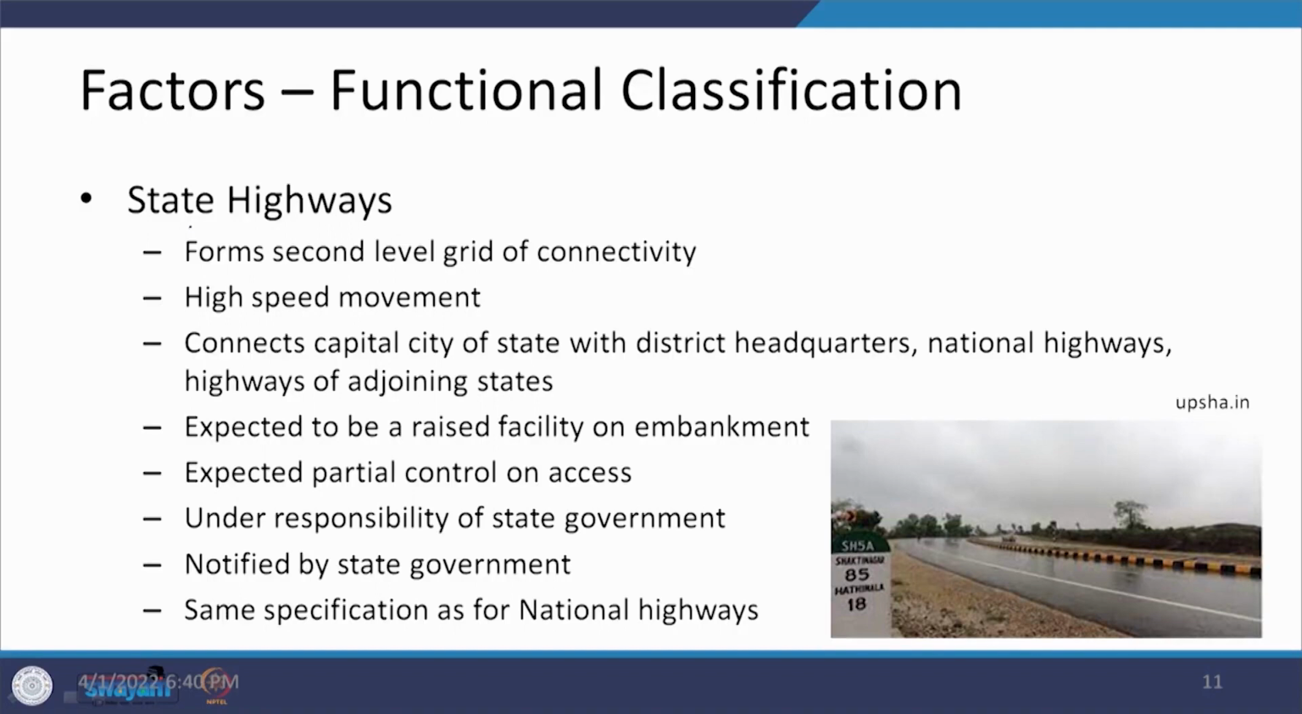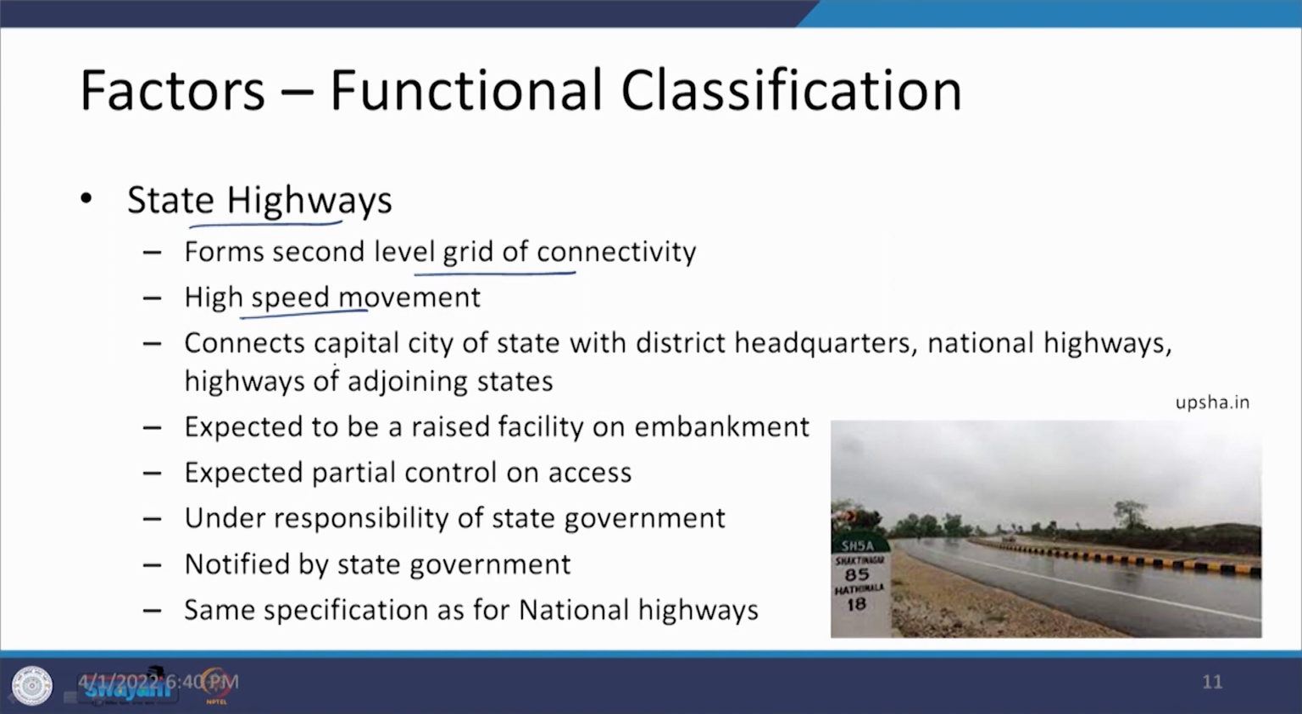The another category is a state highway. This is a second level of grid of connectivity, but it is of the same specifications as a national highway, and therefore, here also it is expected that the traffic is going to move at a high speed, and this high speed again is going to be up to 100 kilometers per hour, specifically in a plain terrain. If the terrain is changing, the topography is changing, then probably the effect is going to be there on the speeds, and that we are going to talk about in one of our interactions further.